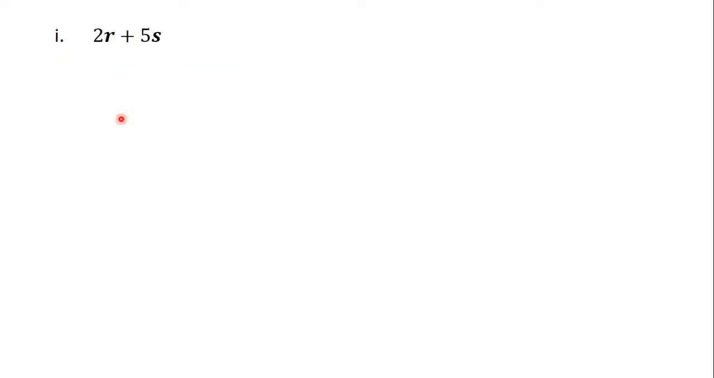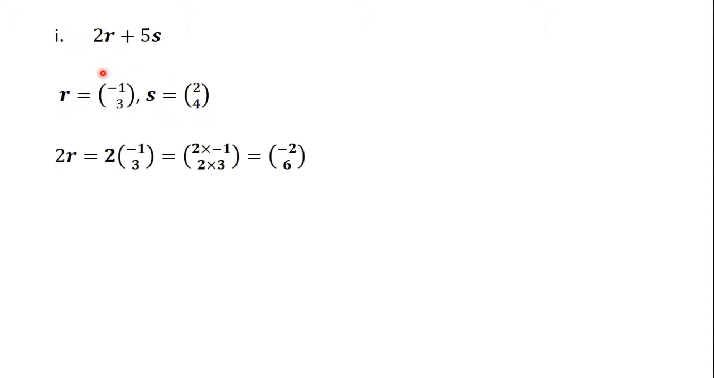How do you find it? We know that r is equal to (-1, 3), and s is equal to (2, 4). So if you want 2r, it means that we are multiplying the vector r by a scalar, which is 2. So you are going to have 2 times the vector r. Vector r is (-1, 3). So you use 2 to multiply the x component, so 2 times -1, then use 2 to multiply the y component, so 2 times 3. 2 times -1 will give us -2. 2 times 3 will give us 6. So we have found 2r.